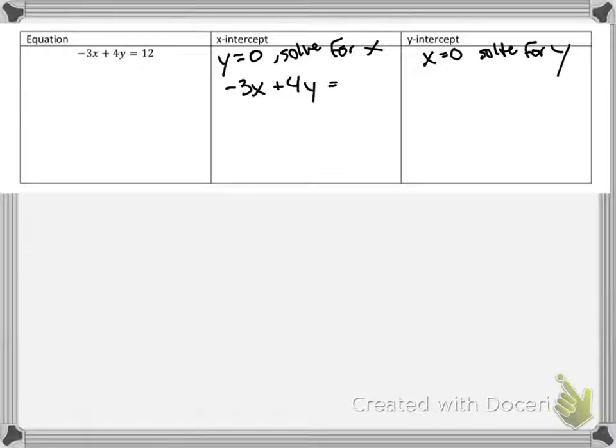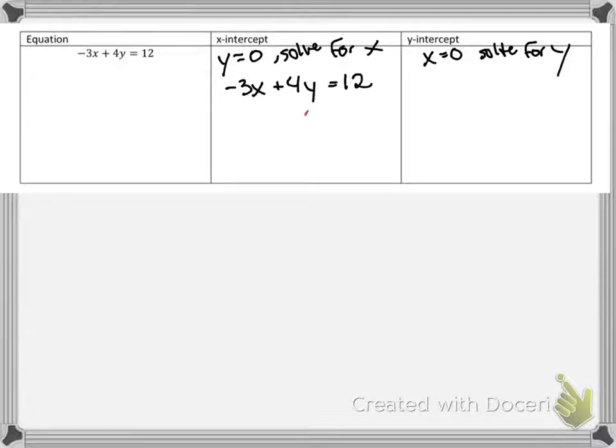So let's do this example. We have negative 3x plus 4y equals 12. So remember, to find our x-intercept, we set y equal to 0, and then we solve for x. And conversely, to find the y-intercept, we set x equal to 0, and then we solve for y. Okay? So, how are we going to do this? Well, we have negative 3x plus 4y equals 12. And we want to set y equal to 0.